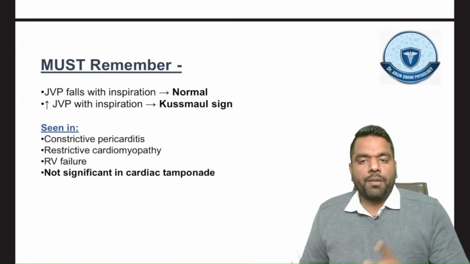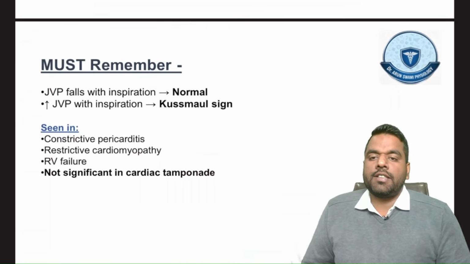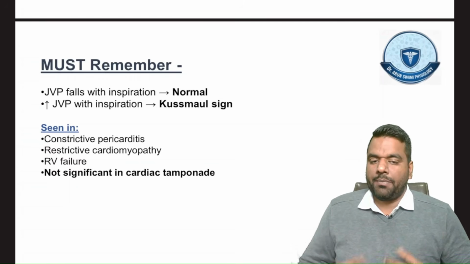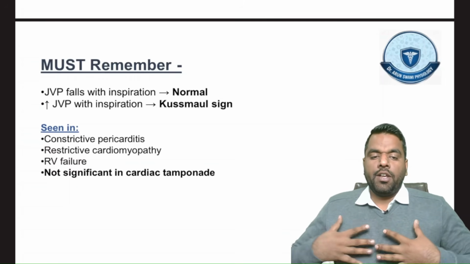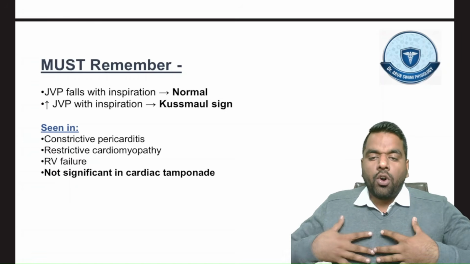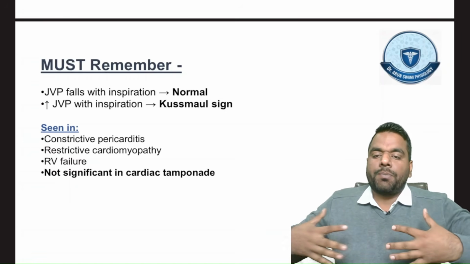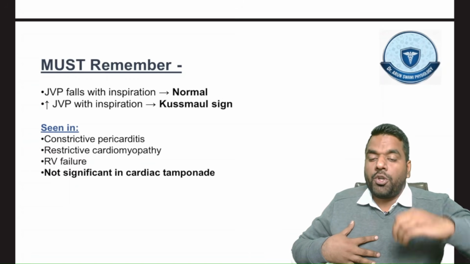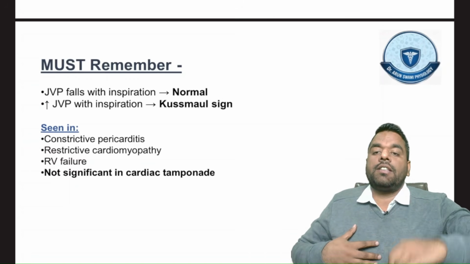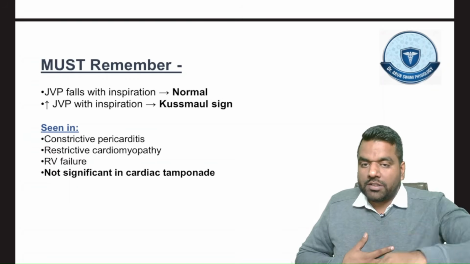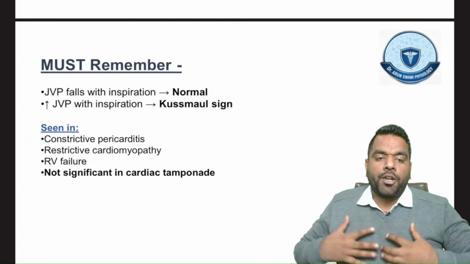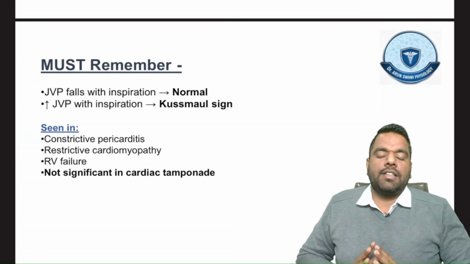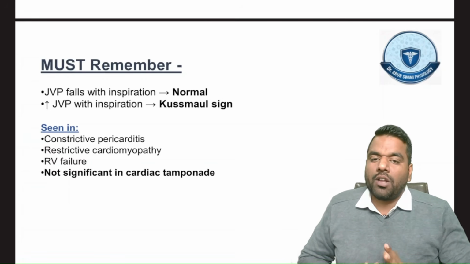Guys, you must also remember, whenever the JVP falls during inspiration, that is the normal condition. It means whenever we are doing inspiration, our thoracic chamber is expanding, all the thoracic organs are expanding in size, and so the JVP will fall. So during normal inspiration, the JVP ideally should fall, that is the normal condition. But during inspiration, if the JVP increases, guys, this condition we call Kussmaul sign.